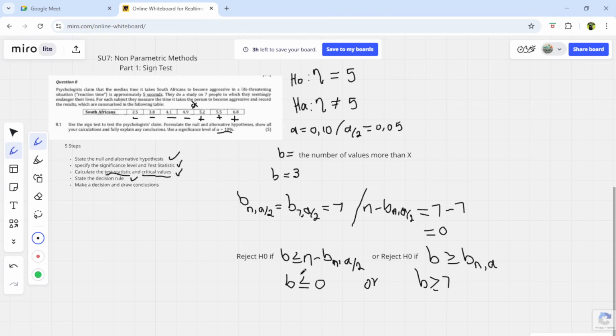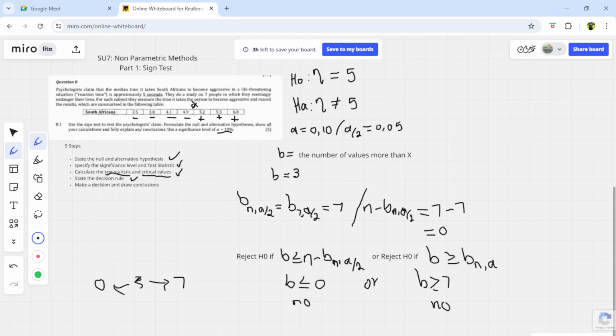The value of b is 3. Is 3 less than 0? No. Is 3 greater than 7? No. So the easier way to do this, if you have two-sided, is to write the smaller critical value, in this case 0, and then the other critical value, which is 7. Then you ask yourself, is this value in between? If it is in between, then you do not reject the null hypothesis.